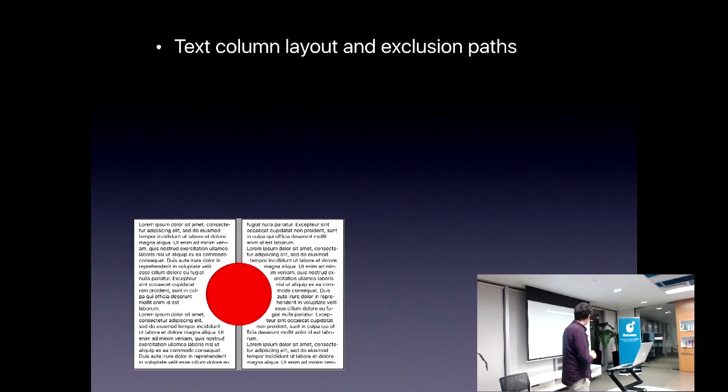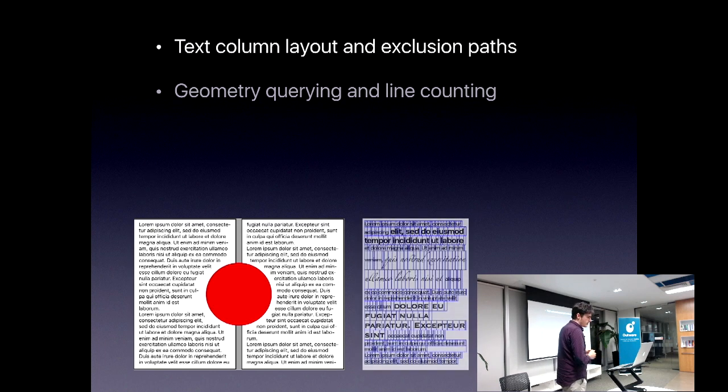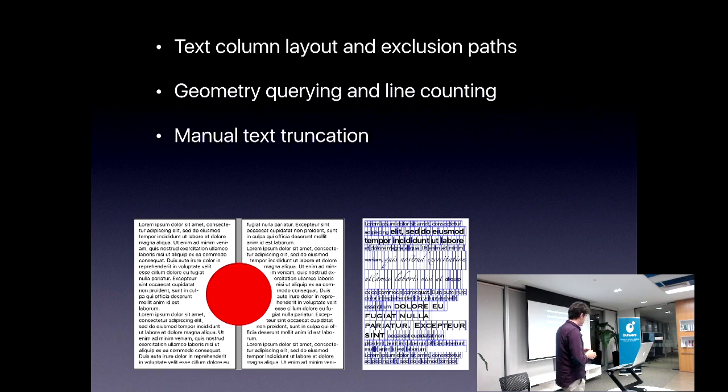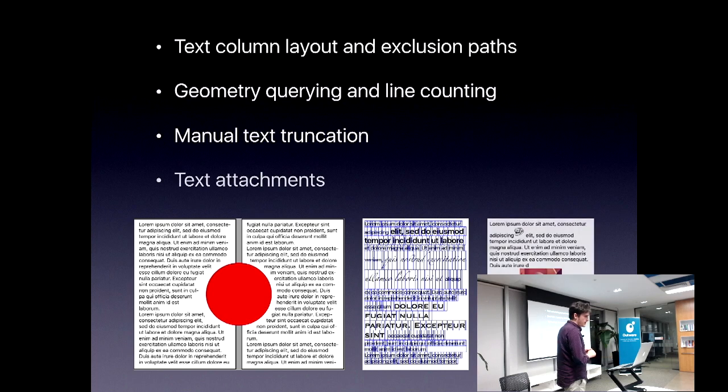So examples that we will look through are text column layout and exclusion paths, geometry querying and line counting, manual text truncation, and text attachments.